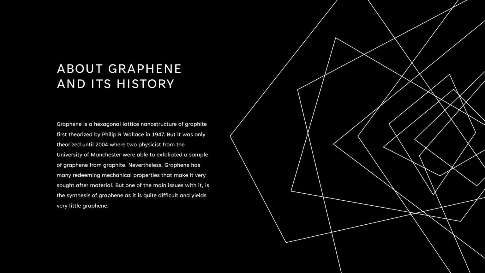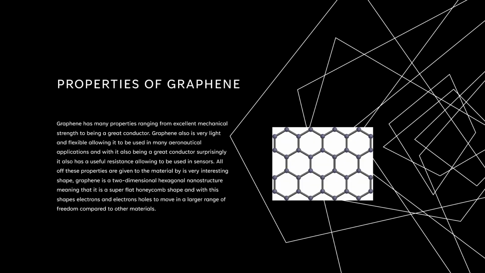exfoliate a small sample from graphite using the Scotch tape method, where you place a small amount of graphite onto tape, and when you peel it back, you get a small amount of graphene from that. And up until they were able to exfoliate samples of graphene, it was theorized to have great mechanical and electrical properties that made it a sought after material.